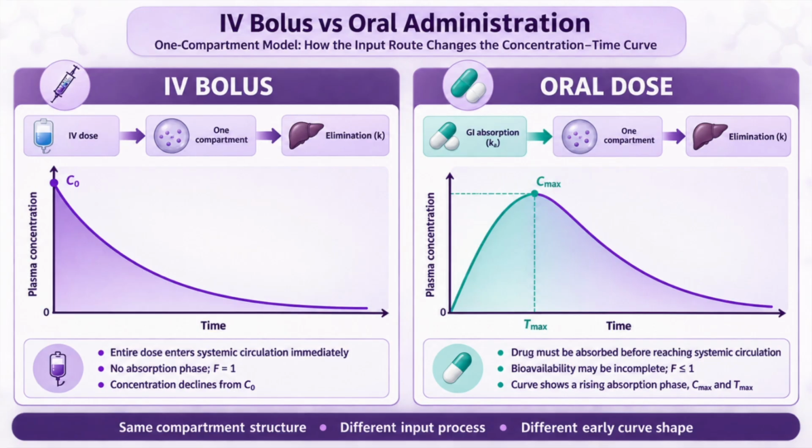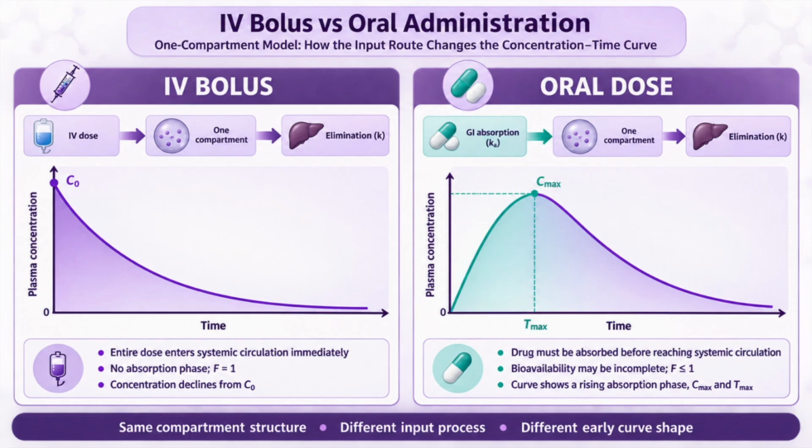With oral administration, the drug must first be liberated from its dosage form, dissolve and cross the gastrointestinal barrier before reaching systemic circulation. The plasma concentration begins near 0 and rises while the rate of absorption exceeds the rate of elimination. It reaches a maximum concentration, Cmax, at the time Tmax. After this point, elimination becomes dominant and the concentration declines.